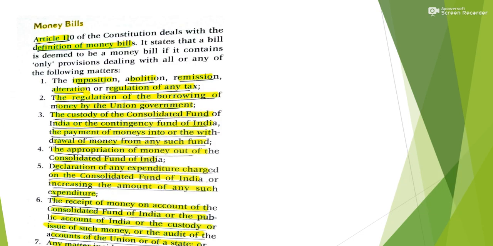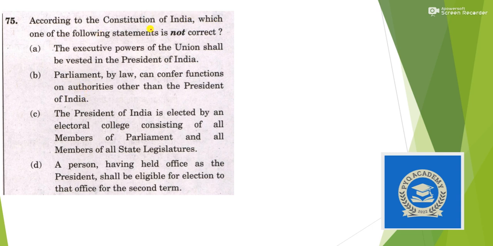Next, according to the Constitution of India, which one of the following statements is not correct? The executive powers of union shall be vested in the President of India. Yes. Parliament by law can confer functions on authorities other than the President of India. Yes. The President of India is elected by an electoral college consisting of all members of parliament and all members of state legislature. So here is the catch: not all, only elected. So this is the wrong option and the answer will be option C.